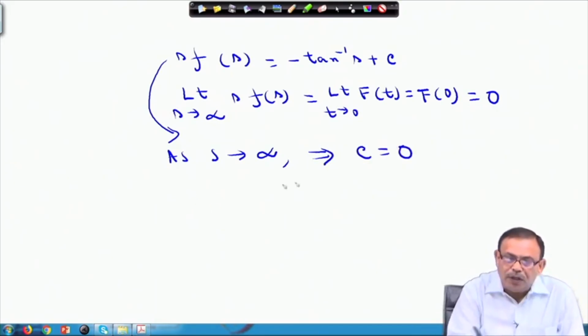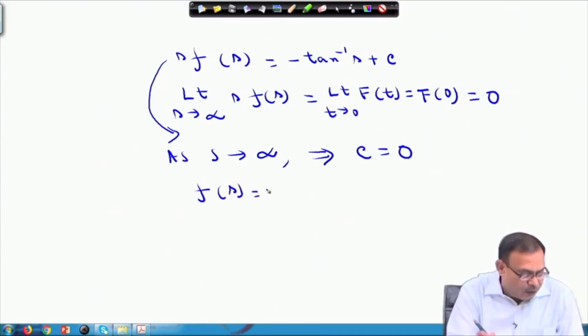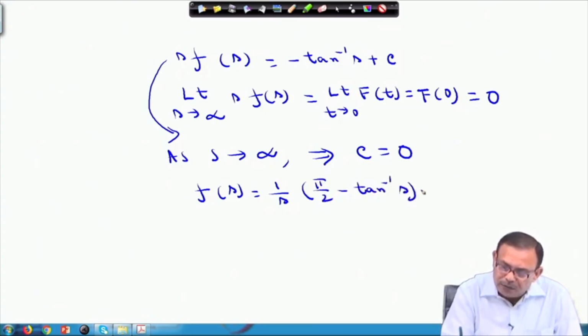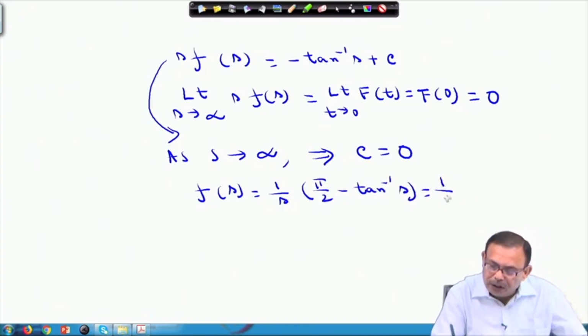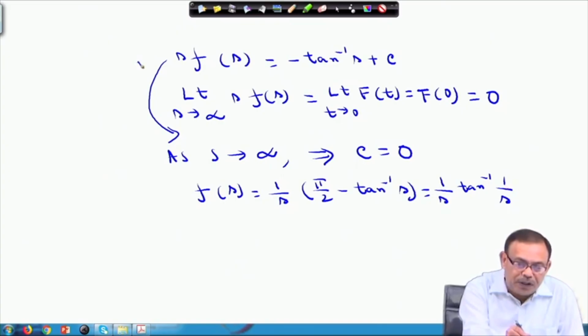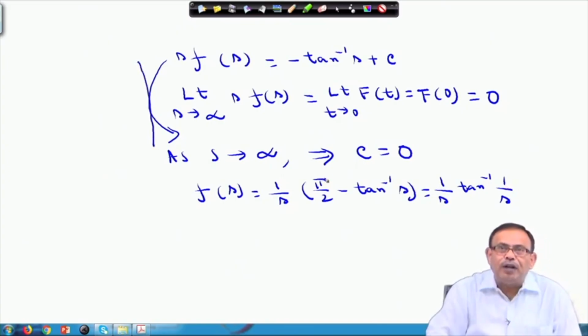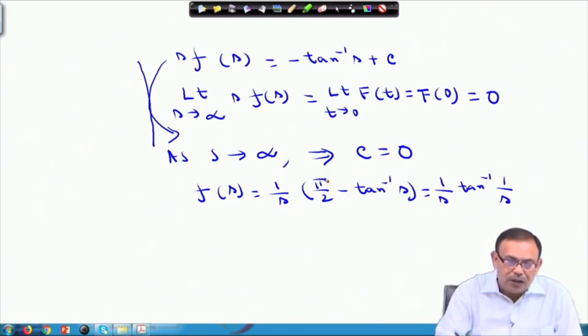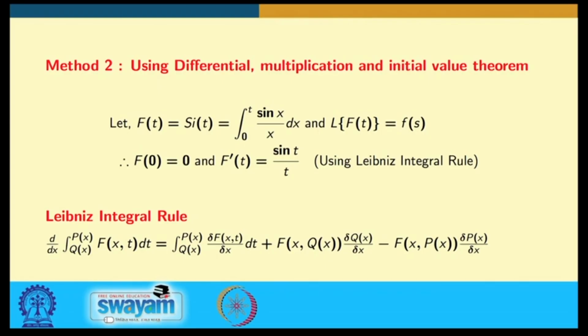So, from here you can tell that your F(s) is nothing but 1 by s into pi by 2 minus tan inverse s, and this is nothing but again 1 by s tan inverse 1 by s. So, here you are using the concept of the initial value theorem to find out the value of the arbitrary constant, and you are getting the same result over here.